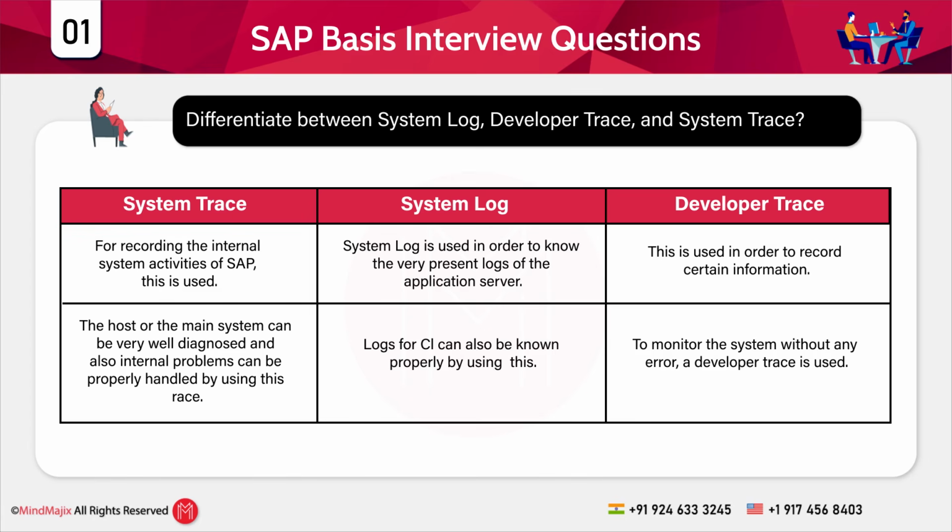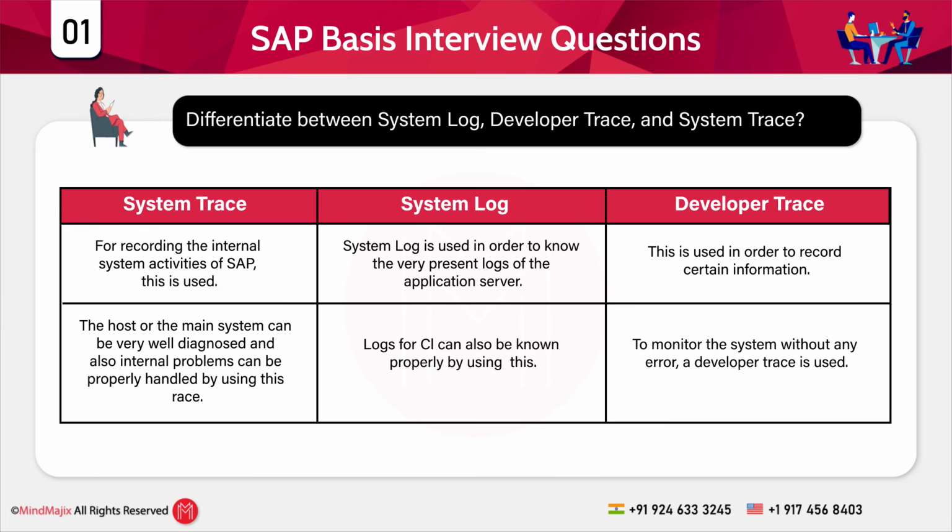Now if you talk about system trace, so for recording the internal system activities of SAP, you can use system trace. Next, if you talk about system log, this is used in order to know the very present logs of the application server. And if you talk about the developer trace, it is used in order to record certain information. So this was the first point of differentiation.